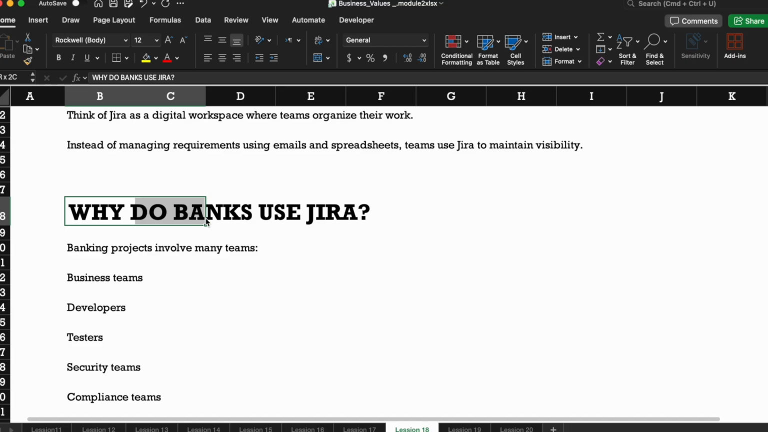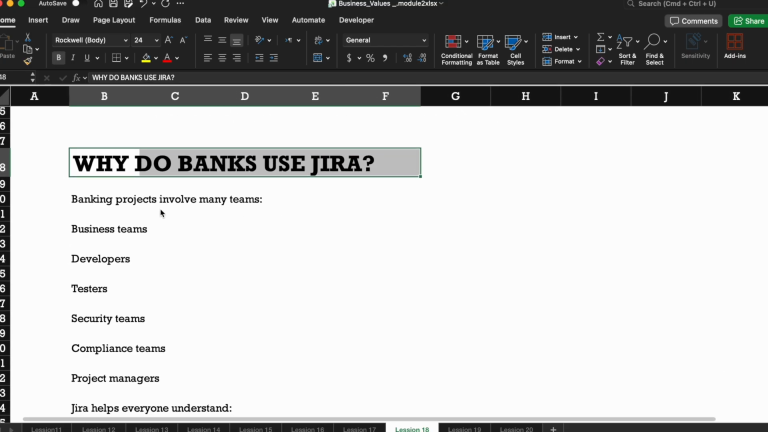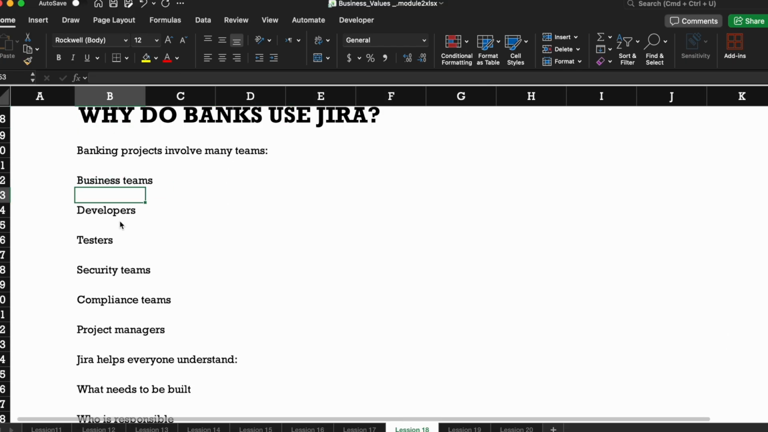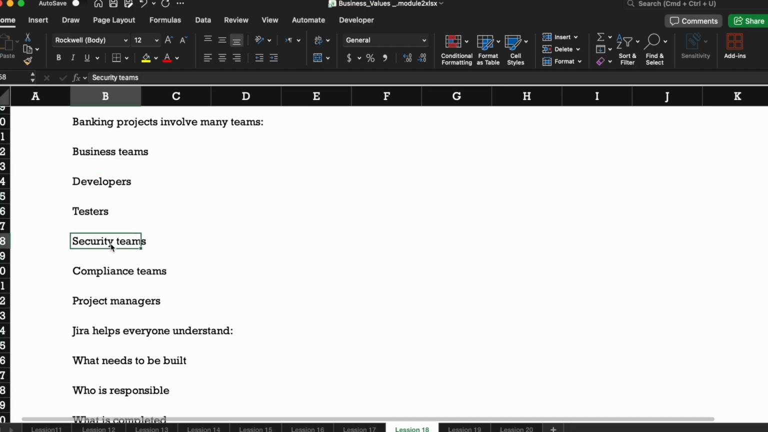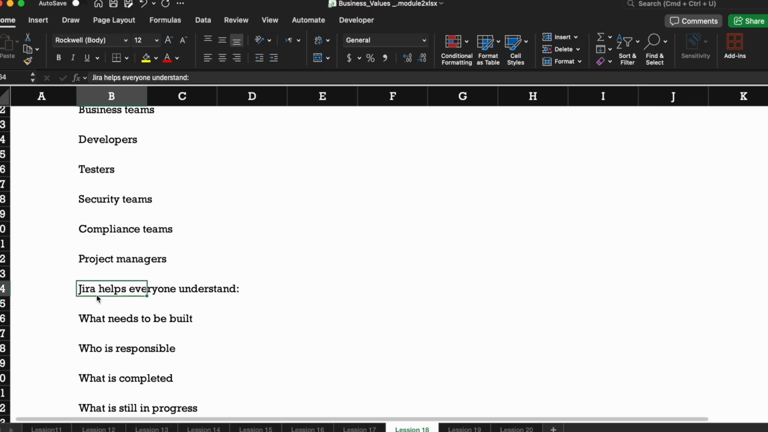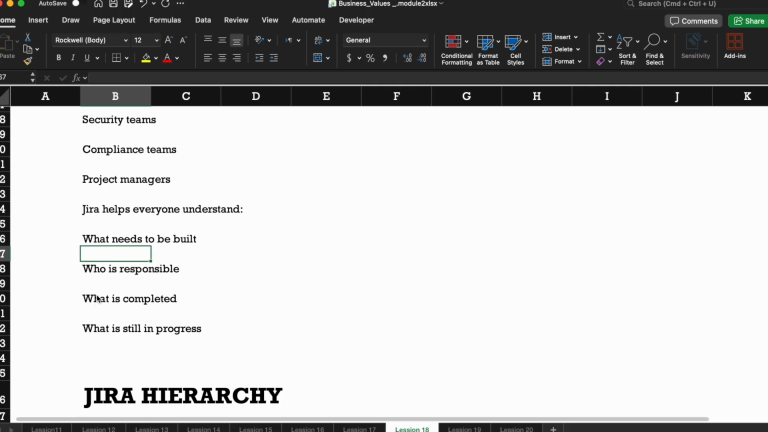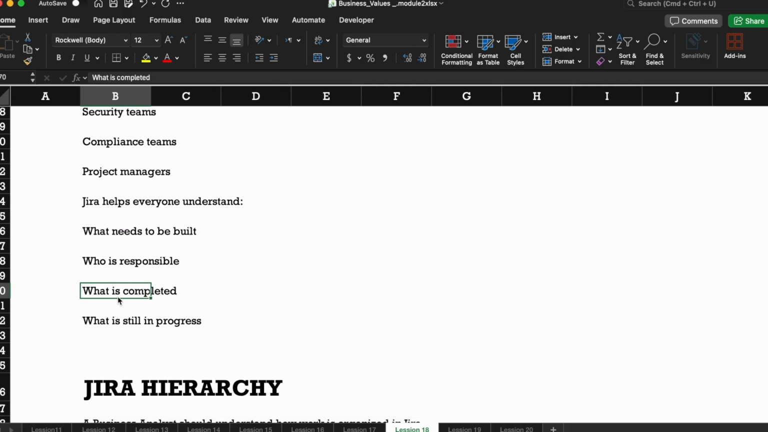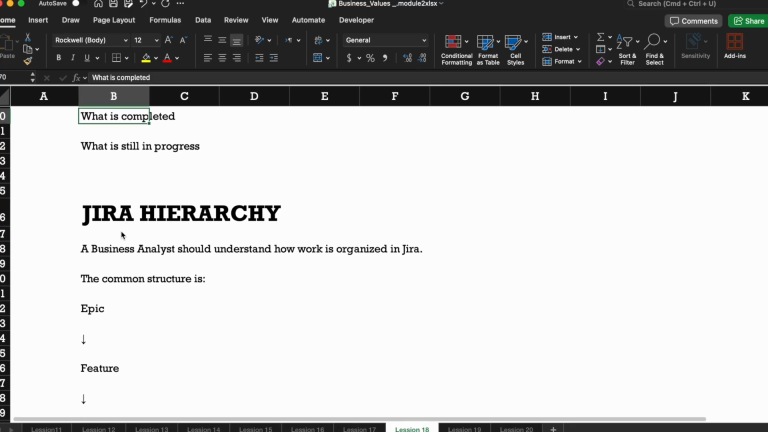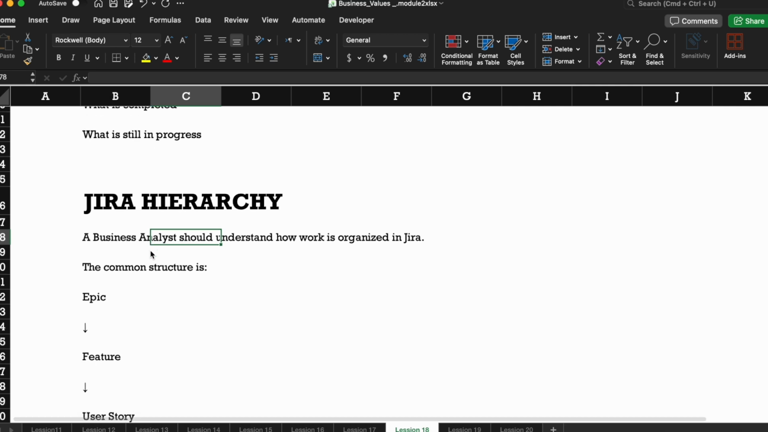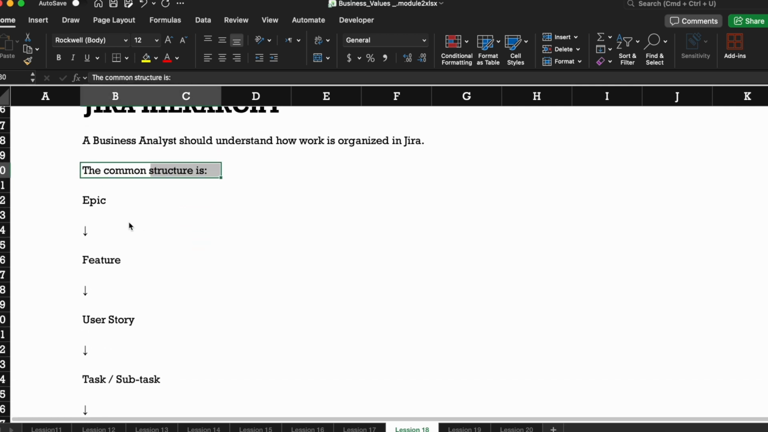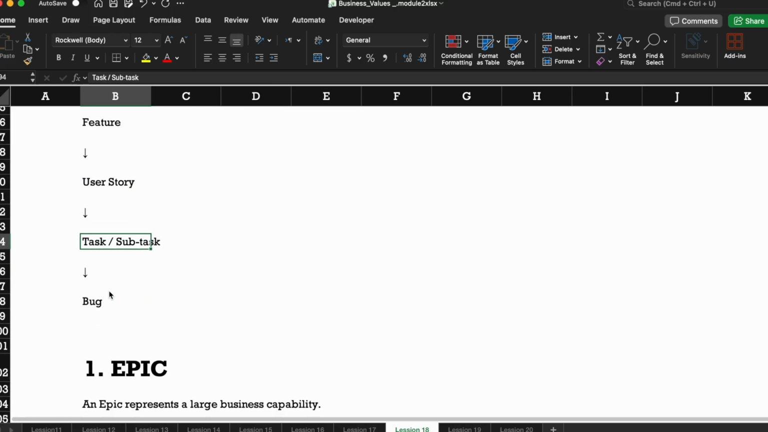So why do banks use Jira? Banking projects involve many teams: business team, developers, testers, security team, compliance, project managers. Jira helps everyone understand what needs to be built, who is responsible, what is completed, and what is still in progress. Now the Jira hierarchy: a business analyst should understand how work is organized in Jira. The common structure is epic, feature, user story, task, subtask and bug.